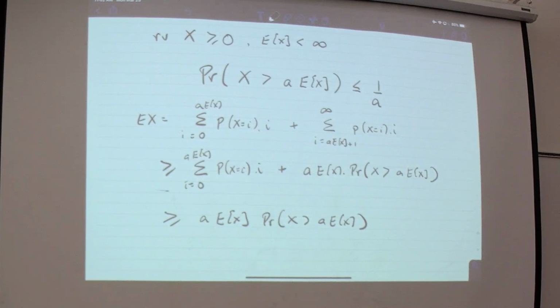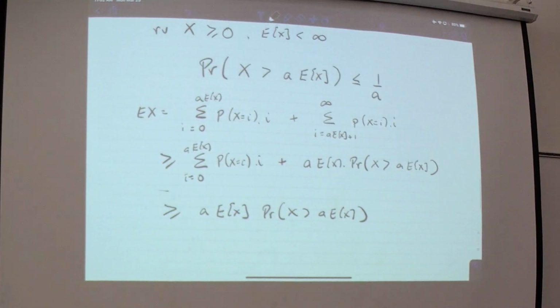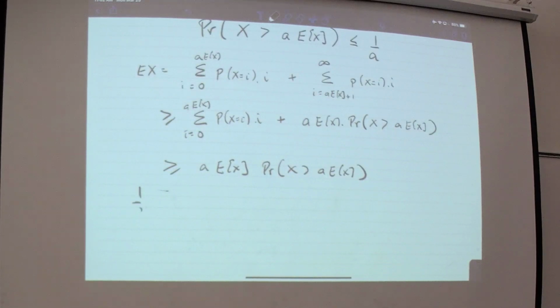And that's it. Take both sides out common, you get 1 over a. This is greater than or equal to the probability that x is greater than a, which is exactly the reverse of what I want.